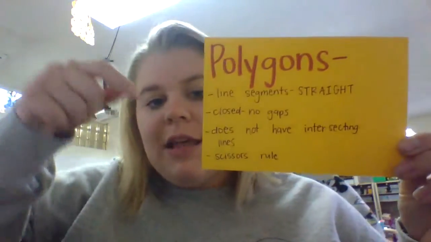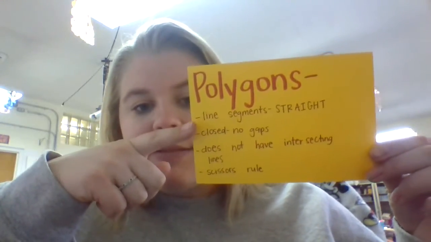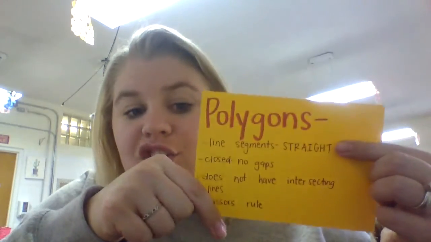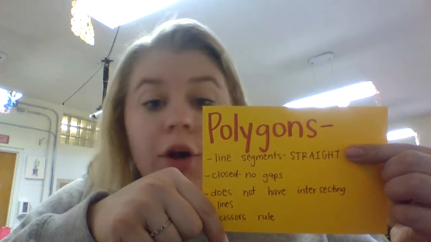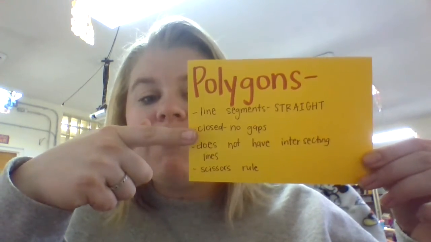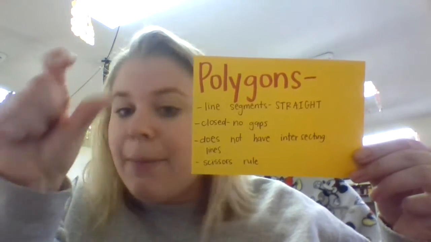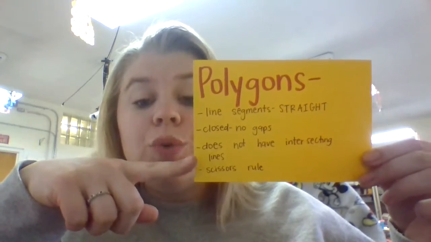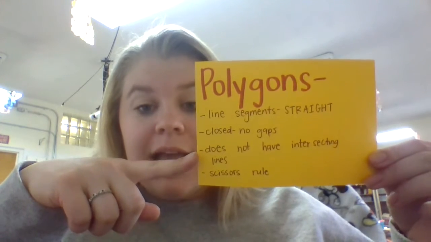So that means that they are line segments. They stop, they're clearly defined endpoints, and they are straight. There is no curve to them. Polygons are also closed figures. That means there's no gaps. There cannot be any open spaces in a polygon. They do not have intersecting lines.